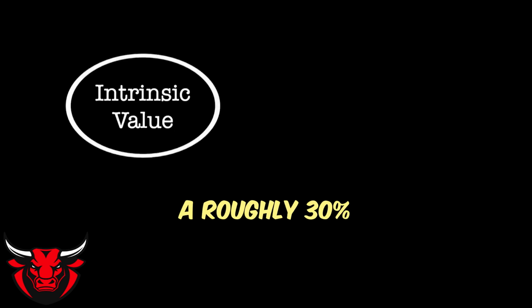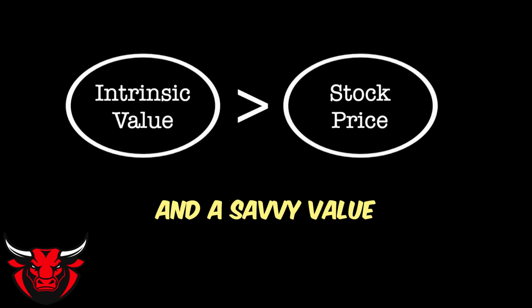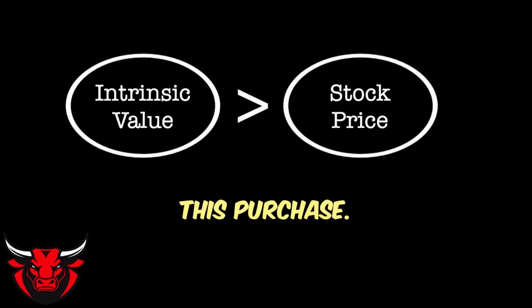In this example, ABC Corp stock is selling at a roughly 30% discount to its intrinsic value, meaning that it is undervalued and a savvy, value-oriented investor would want to make this purchase.